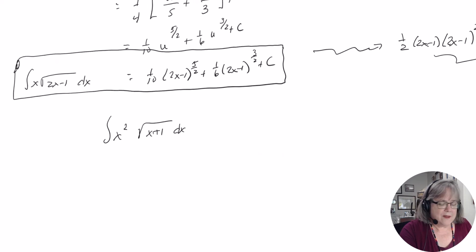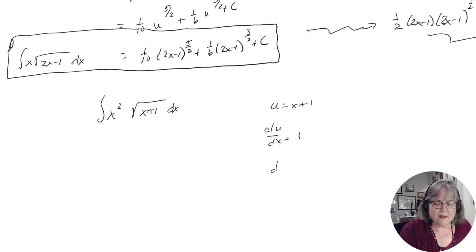All right, so if you say u is x plus 1, du dx is 1, du is 1 dx. Now that's not a problem. I've already kind of got and understood one right there.